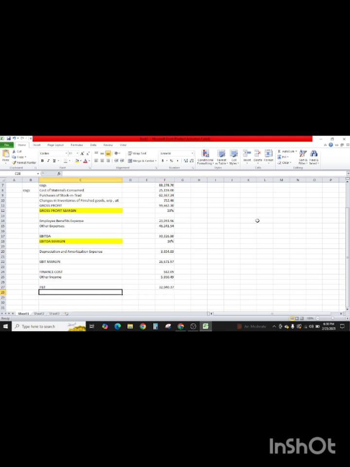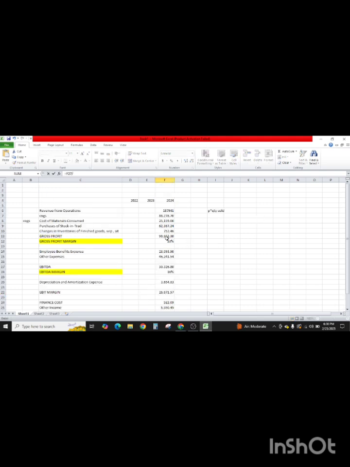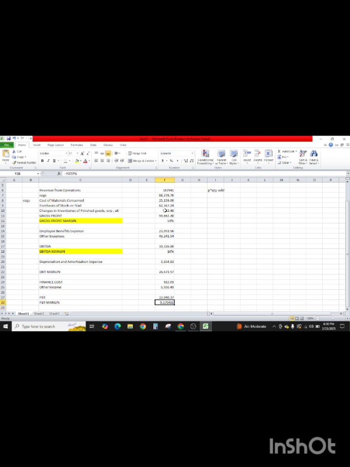Now, generally people don't see PBT margin, but if you want to see, again the formula is same. PBT margin, PBT divided by revenue from operation. Now here there is something which we should look at, which is EBIT margin. Yeah, sorry, we haven't done EBIT margin. So yeah, so this is EBIT, and EBIT margin is this divided by again revenue from operation, which is 14%.